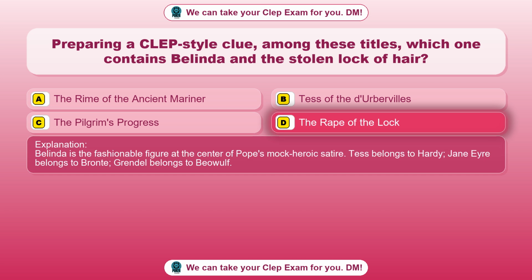Belinda is the fashionable figure at the center of Pope's mock heroic satire. Tess belongs to Hardy, Jane Eyre belongs to Bronte, Grendel belongs to Beowulf.